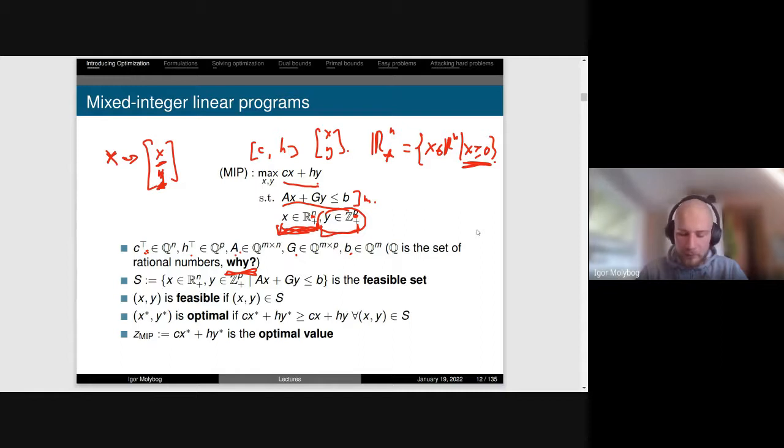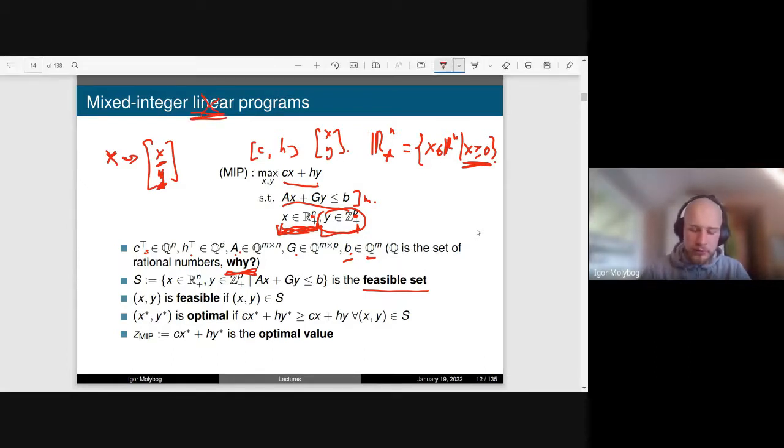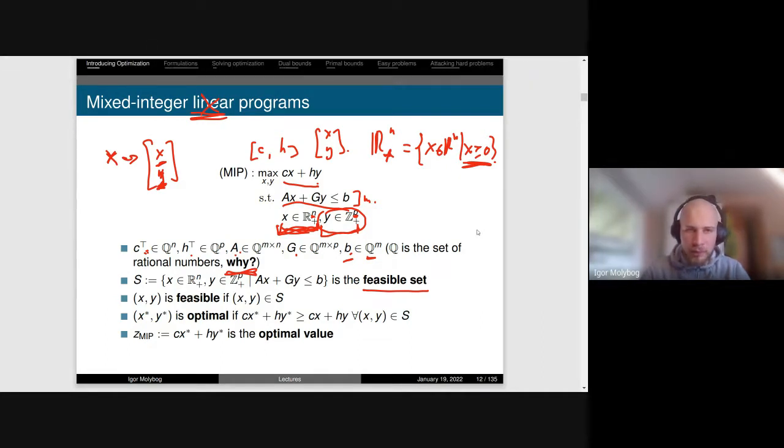But when we are talking about some technical details, we will be thinking about data belonging to the space of rational numbers. The feasible set for the mixed integer programming problem. The word linear is normally dropped, because if you're talking about mixed integer problems, you normally are talking about linear. Linear is kind of default, and if you're talking about something non-linear, then you add, like, mixed integer quadratic programs or something like that. So the word linear normally is dropped.